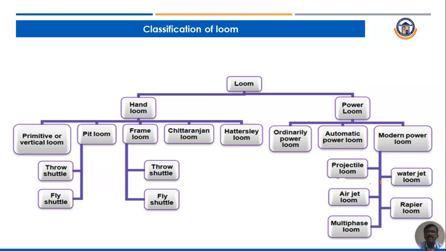In the projectile, air jet, water jet and rapier, the mechanism of shedding changes, whereas in the case of multi-phase, we use the shuttle for transferring the weft.